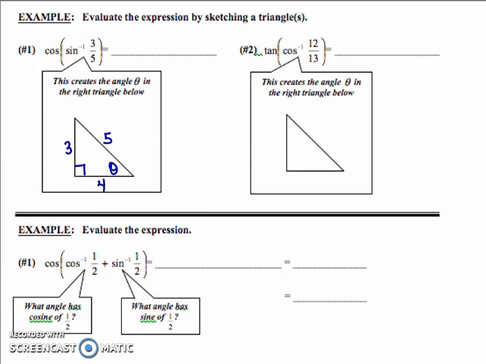So basically this question then becomes, what is the cosine of theta? Because cosine is on the outside, and the cosine of theta is going to be adjacent over hypotenuse, so the answer is 4/5.